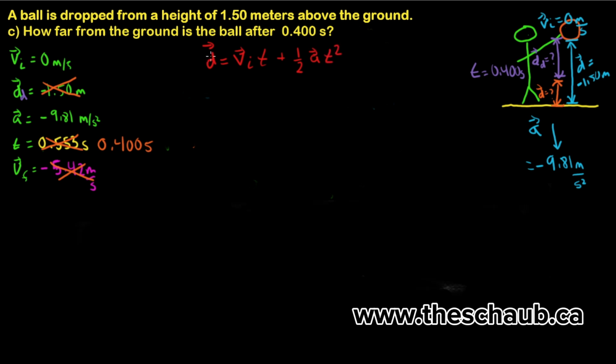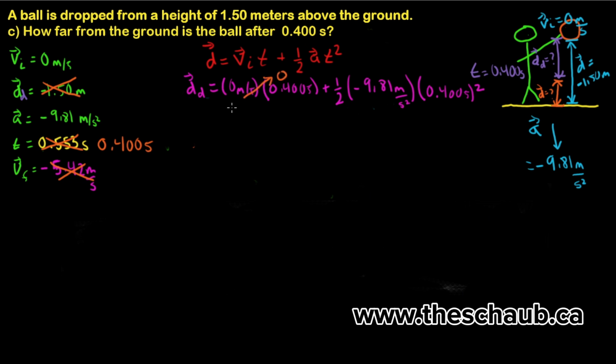We're now ready for some numbers. So our displacement d is what we're looking for. We called it dd to find the displacement of the drop. It's equal to our Vi, which is equal to 0 meters per second, multiplied by our time, which is 0.400 seconds. This is all added to 1/2 multiplied by the acceleration of gravity, which is negative 9.81 meters per second squared, multiplied by time squared, 0.400 seconds squared. So our first term is multiplied by 0, so it just goes to 0.